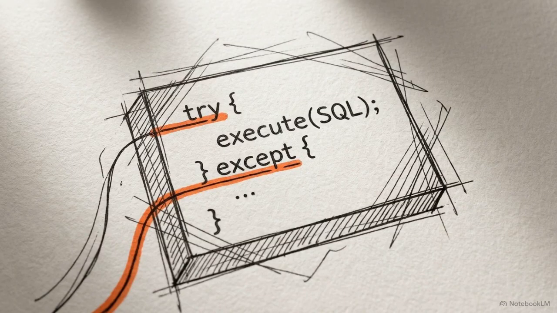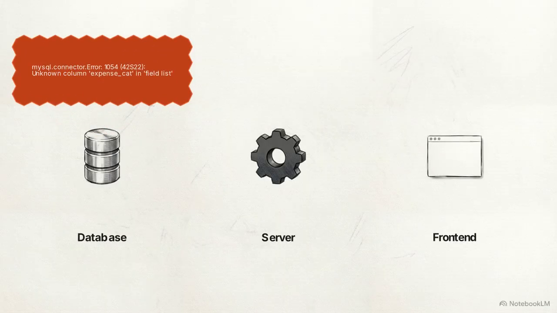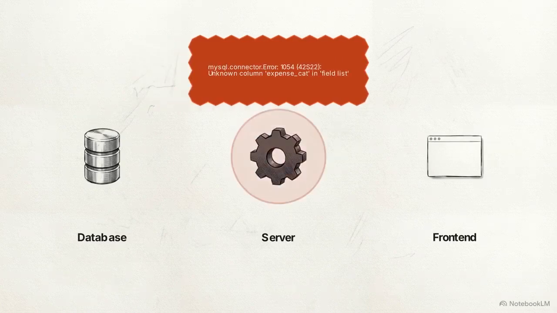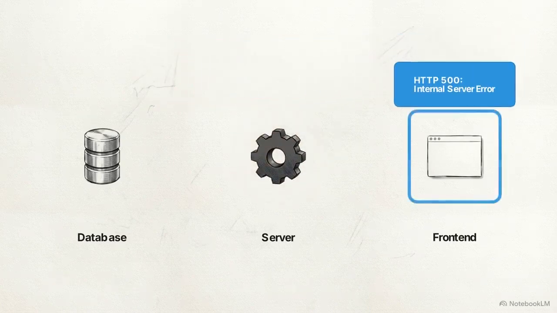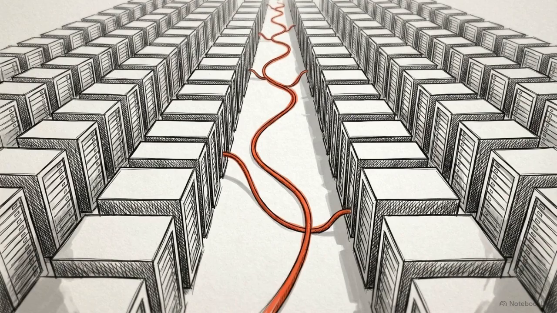Because database operations can fail, these functions are wrapped in try-except blocks to intercept execution errors. If a database error occurs, the server converts it into a generic HTTP 500 exception before responding to the frontend, shielding the internal system structure from the user. This rigid API contract guarantees that the database is never polluted by malformed or invalid inputs.